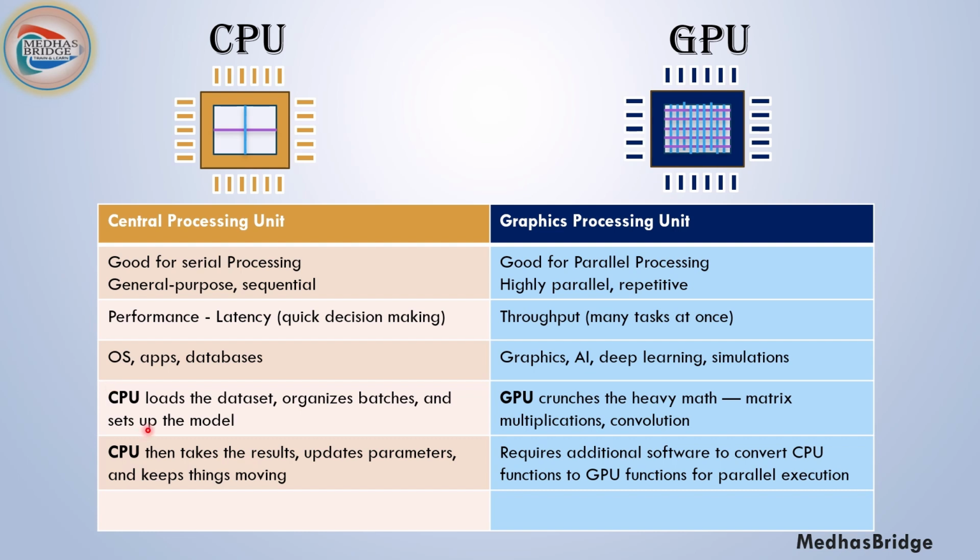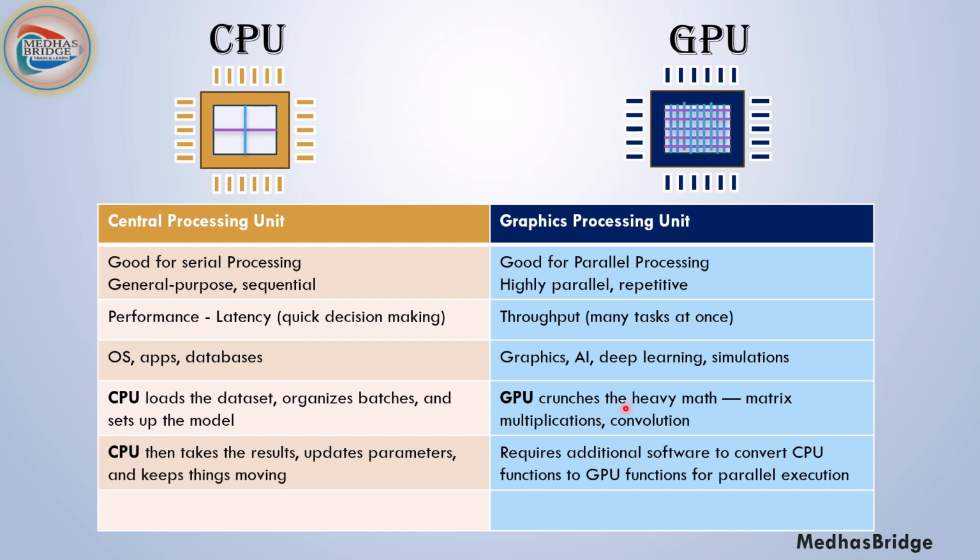From the workflow point of view, as far as AI is concerned, the CPU loads the data set, organizes it in batches, sets up the model, things like that. Once that is done, the CPU hands over control to the GPU. The GPU crunches the heavy math, right? Matrix multiplication, convolution, those kinds of things are done by the GPU, because the GPU has plenty of cores and the capability of handling repeated things in parallel.